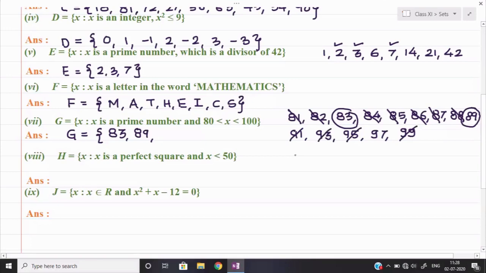93 is divisible by 3. So only 97 remains here. So this is your answer of part number 7. Let us see part number 8.